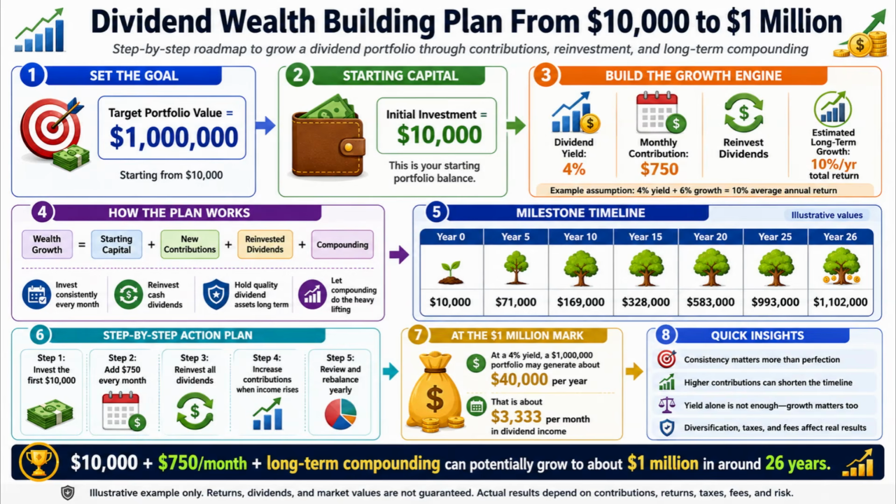In addition, diversification, taxes, fees, and market risk can affect real results. So, in summary, $10,000 plus $750 per month, plus long-term compounding, can potentially grow to about $1 million in around 26 years. This is only an illustrative example, because returns, dividends, and market values are not guaranteed.